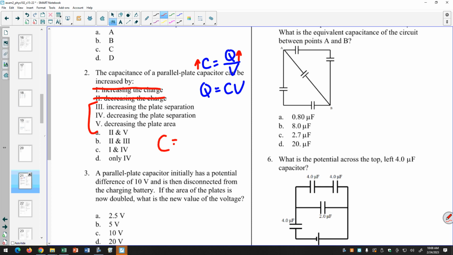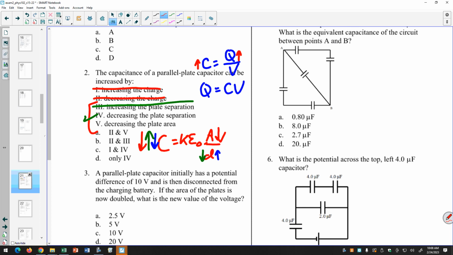And remember, there's a different equation, epsilon naught A over D, kappa, where if I increase the plate separation, that is if this goes up, that means that would go down, so that's not it. If I decrease the plate separation, that is if that goes down, then yeah, that'll go up, the capacitance. So 4 is right, 3 is not. And if I decrease the plate area, if this goes down, then this also goes down. So only decreasing the plate separation in these options will give you an increased capacitance.